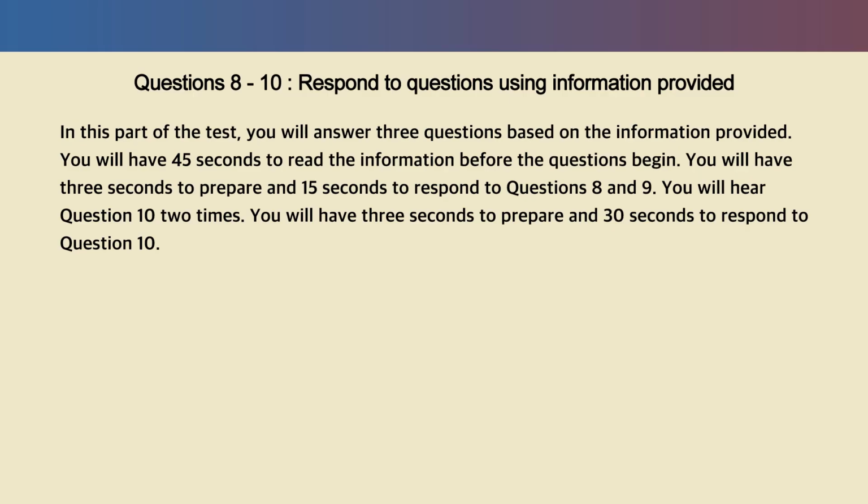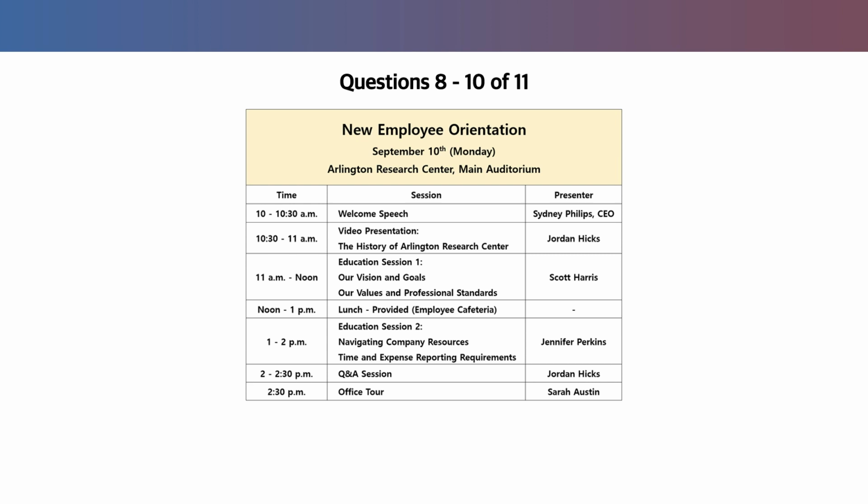In this part of the test, you will answer 3 questions based on the information provided. You will have 45 seconds to read the information before the questions begin. You will have 3 seconds to prepare and 15 seconds to respond to questions 8 and 9. You will hear question 10 2 times. You will have 3 seconds to prepare and 30 seconds to respond to question 10. Begin preparing now.